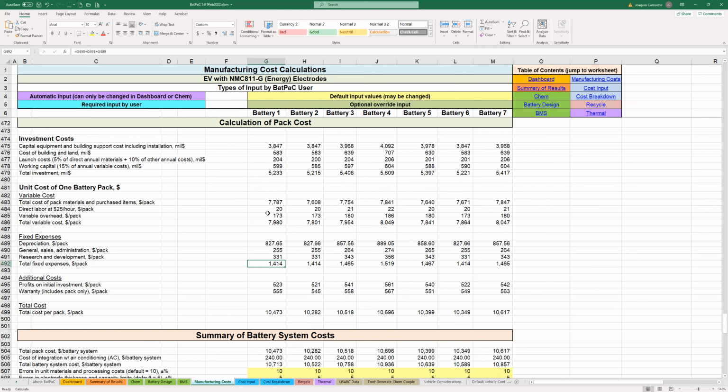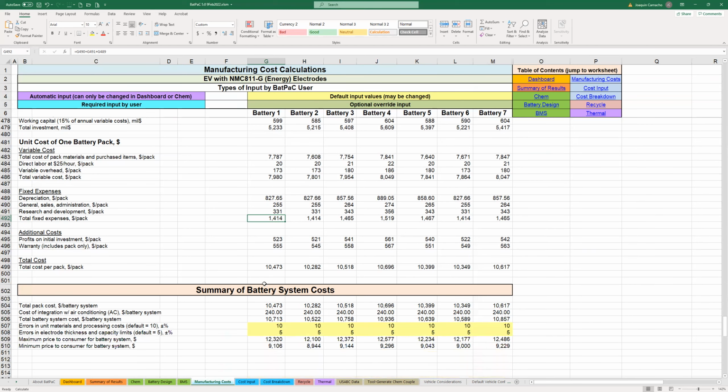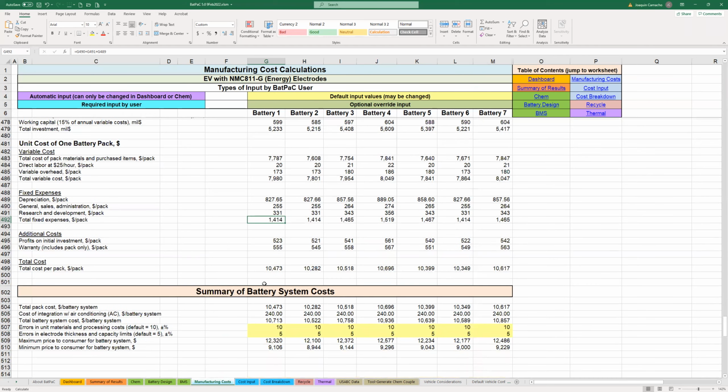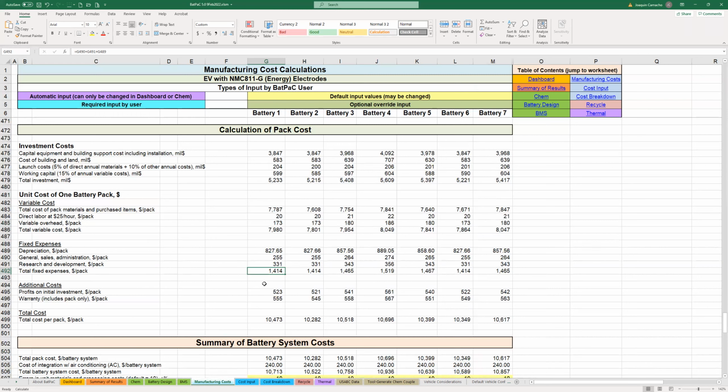So this is the fixed and variable cost here. Variable is per pack, and then we could also say $1,400 per pack, and we can multiply it by the 500,000 target that we specified at the beginning. That will give you a true fixed cost, because fixed cost should be fixed. It doesn't depend on the amount of packs. Yeah. So that's basically it. Now I'll show you how this corresponds to the PDF we're talking about.